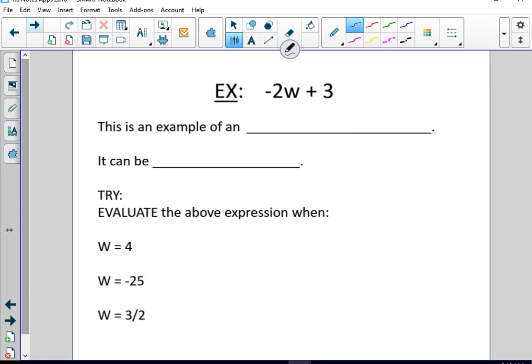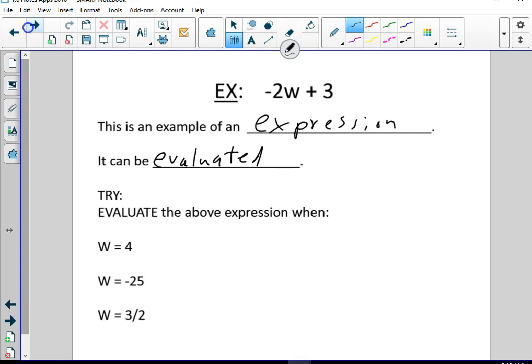Okay. So, negative 2w plus 3. What is that? It's an expression. There's no equal sign. So it's just an expression. Alright? So it can be evaluated. It can't be solved. It can just be evaluated.